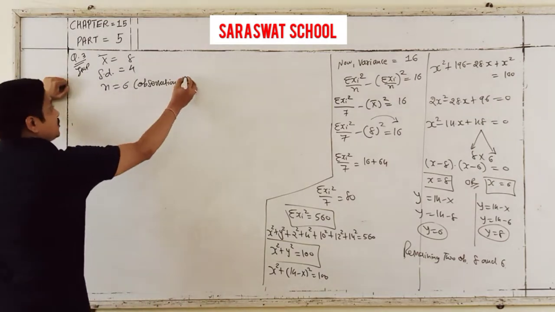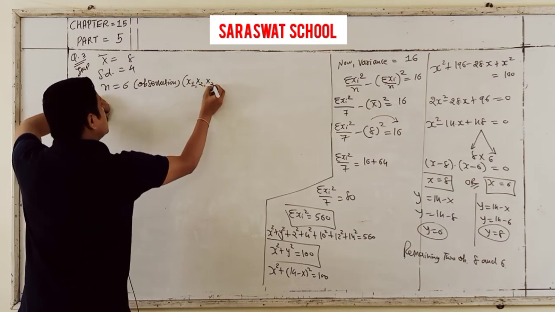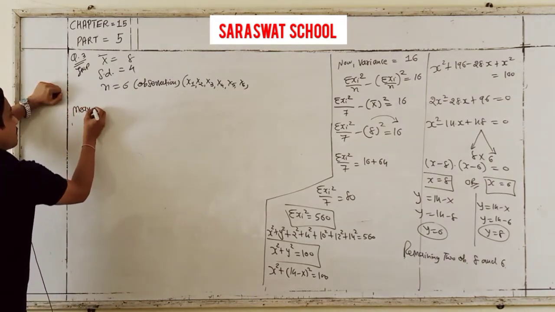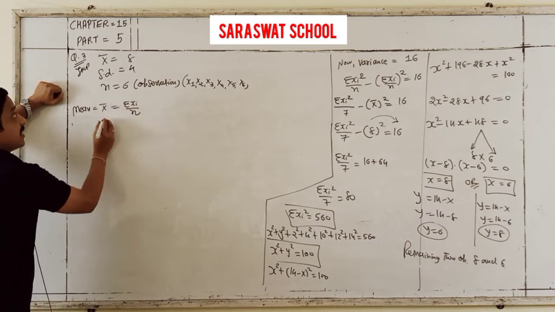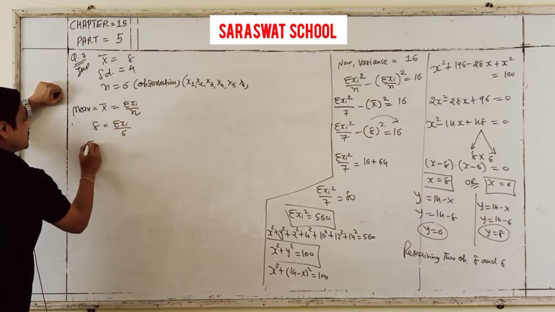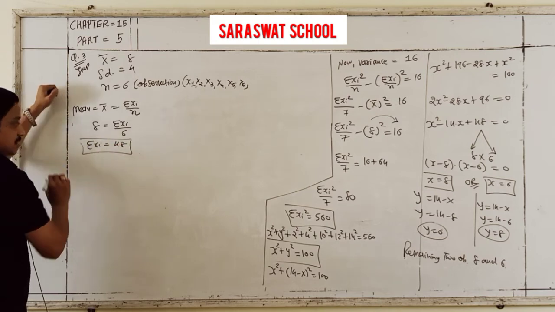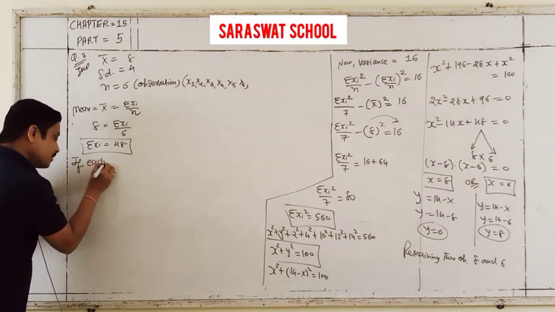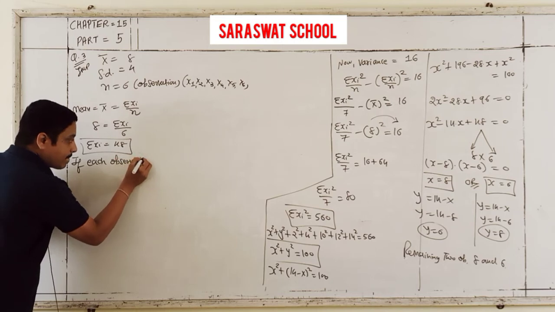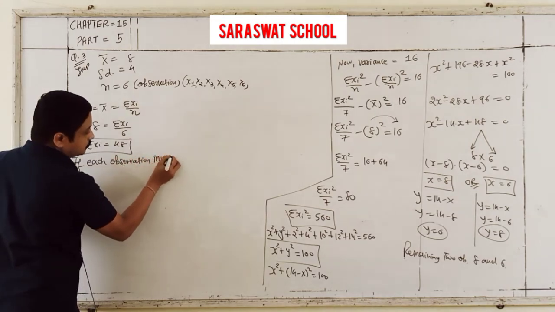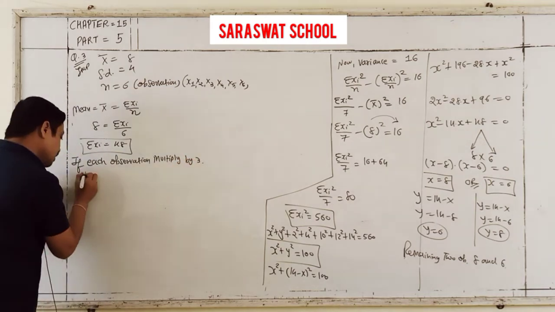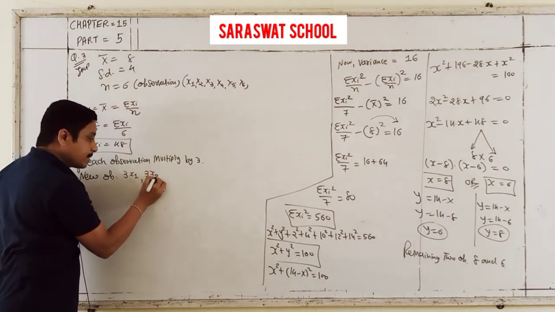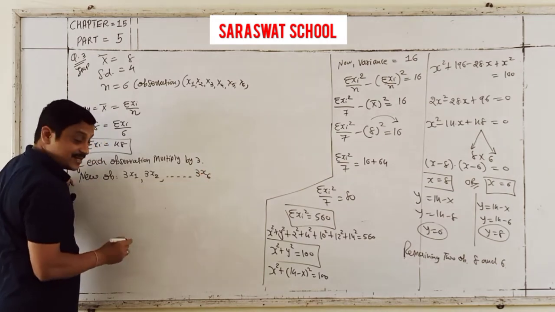So it is very easy. Here I take the observations x1, x2, x3, x4, x5, x6 and start with the mean. The mean formula is known, sigma xi by n, it is 8 and n is 6. So 8 times 6 is 48. Now each observation is multiplied by 3. So, students, my new observations are 3x1, 3x2, up to 3x6.